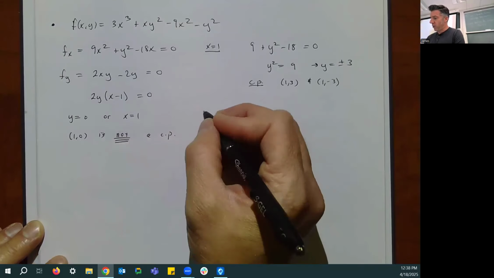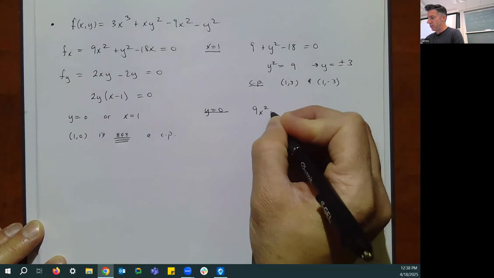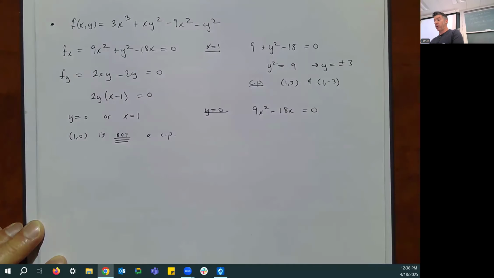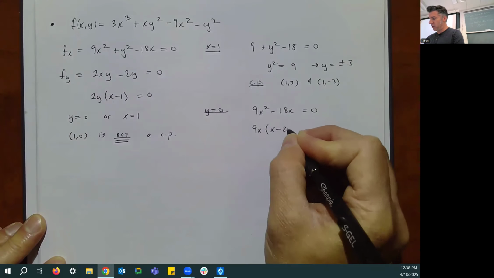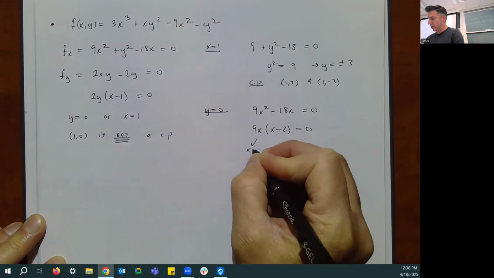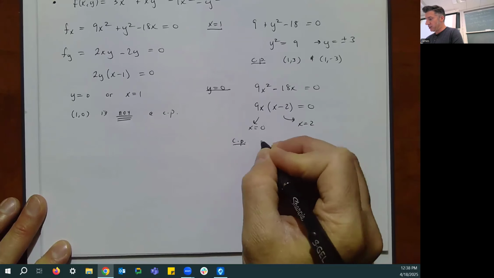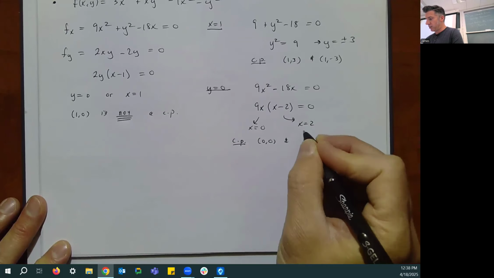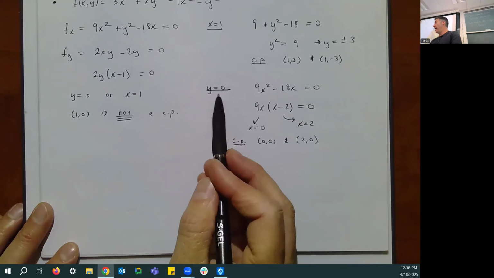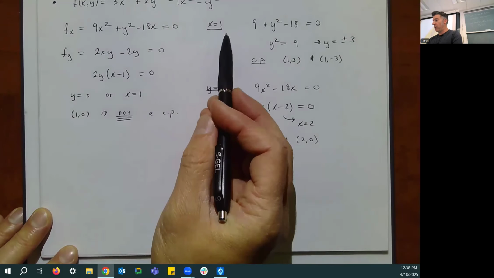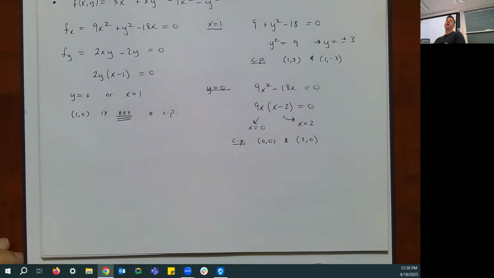Now we'll do the same sort of thing for y equal to 0. We'll take this equation and plug in 0 for y. So we'll have 9x squared minus 18x equal to 0 because y squared was 0. Factor out a 9x. We're left with x minus 2. So we're either going to get x equal to 0 or x equal to 2. So our 2 more critical points are going to be 0 comma 0 and 2 comma 0. Right? Because the second 0 is coming from the fact that y is 0 to get these x values. And just like over here, the first coordinate was 1 because we set x equal to 1 to then find these y values.